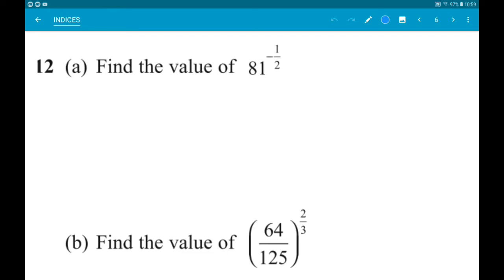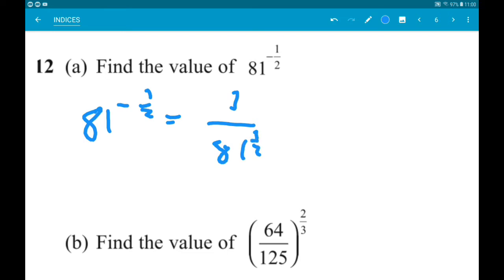Okay, next page, find the value of 81 to the minus 1/2. So this means 81 to the minus 1/2 is 1 over 81 to the 1/2, so that's the negative part taken care of. Power of a half means square root, so it's 1/9.